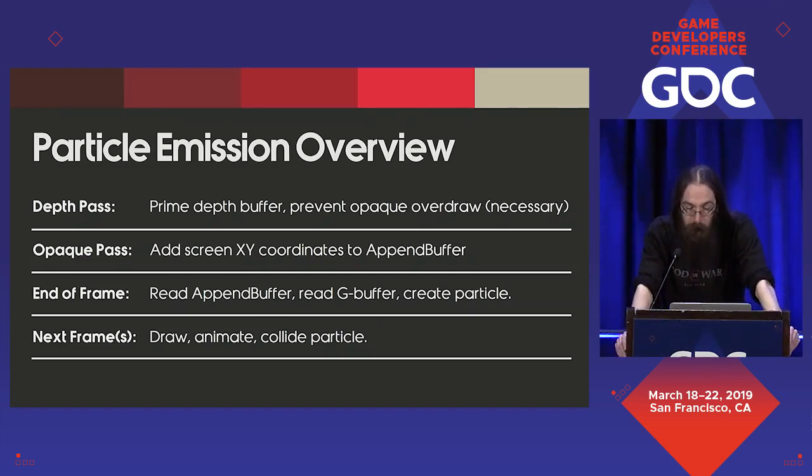Once we have populated the append buffer, later in the frame we're going to read the contents. We initiate a dispatch indirect to read the append buffer and convert pixel coordinates into proper emitted particles. This is done by using screen coordinates to look up information in the G buffer, such as depth, normal, and lighting or other surface information, while also converting screen coordinates plus depth read from the depth buffer to world space coordinates. The next frame, we're able to draw the newly emitted particles and animate, move, and collide all the particles as usual.